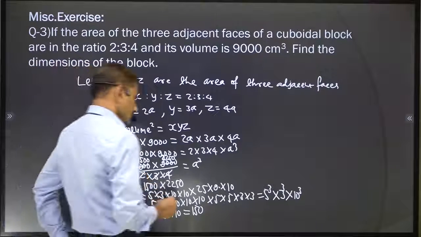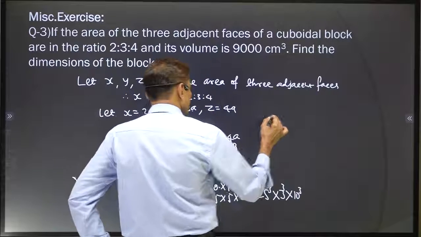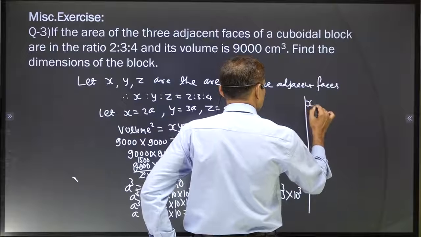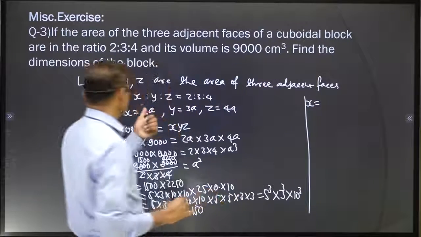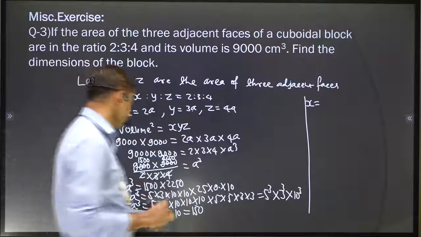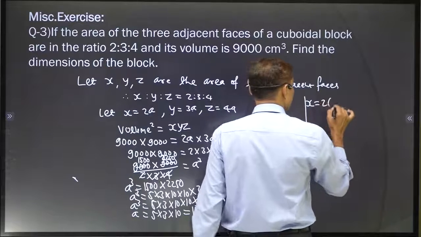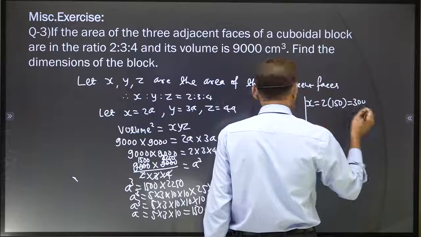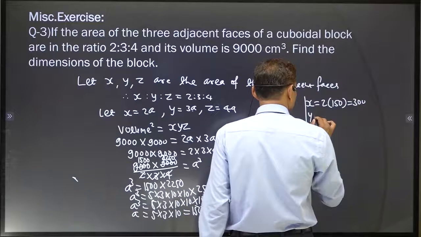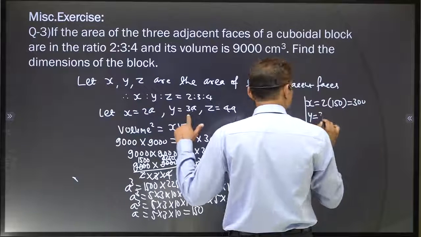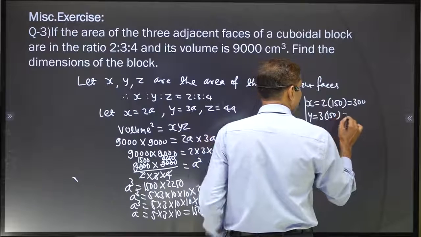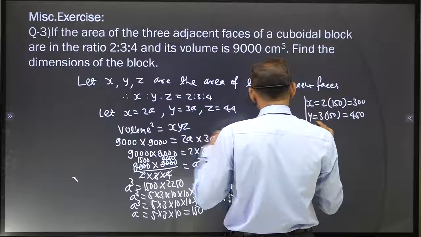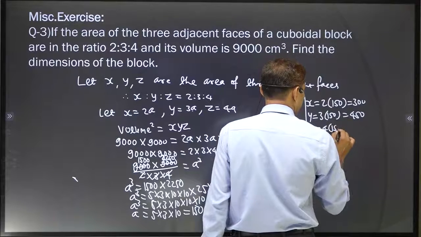Okay, now we just go ahead. So now I can say x equal to how much? x is supposed to be 2a, 2a means 2 into 150. So it is 300, meter square actually, but now we are not writing that anywhere. y is 3 into 150, 15 3s are 45, so 450. z, 4 into 150, 600.